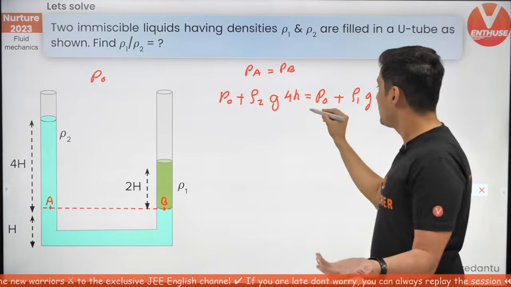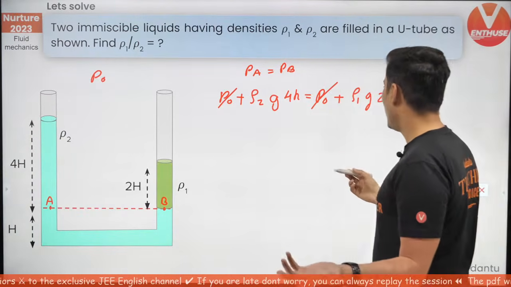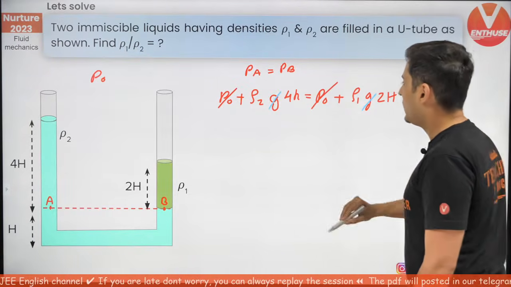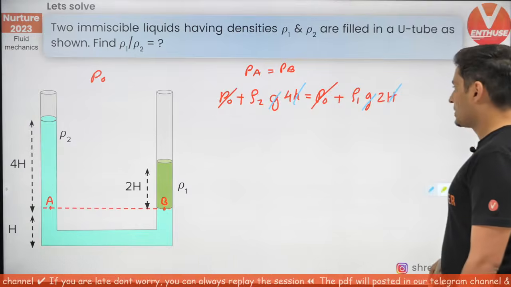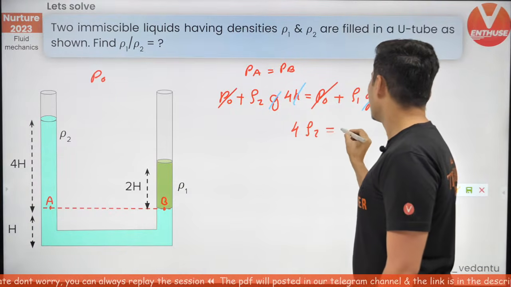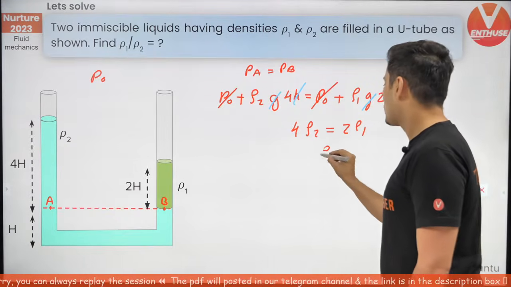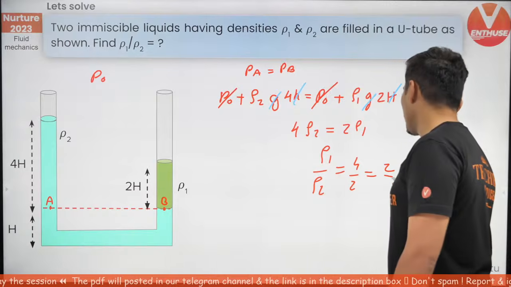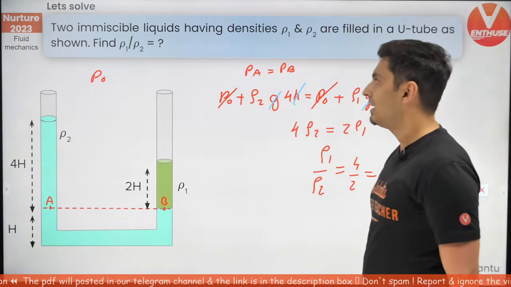Interesting thing. P0 goes. g also goes. h also goes. So 4 ρ2 is equal to 2 ρ1. So ρ1 by ρ2 is 4 by 2, which is 2 by 1, which is just 2.